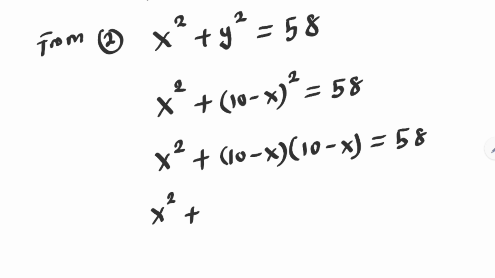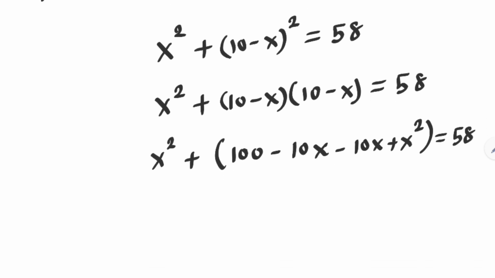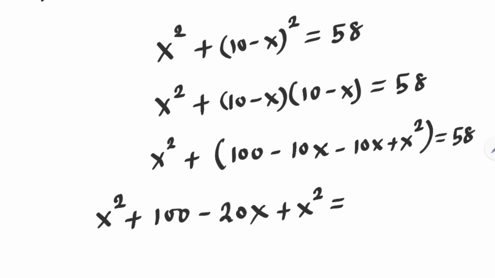x square plus 10 times 10, this is 100, minus 10 multiplied by x, that is 10x, minus 10x multiplied by 10, that is 10x, then minus x multiplied by minus x, that is plus x square, is equal to 58. x square plus 100, then minus x minus x, that is minus 20x, plus x square is equal to 58.